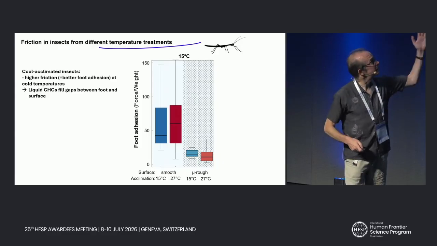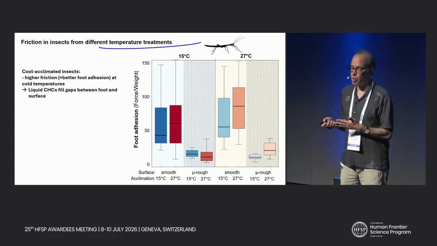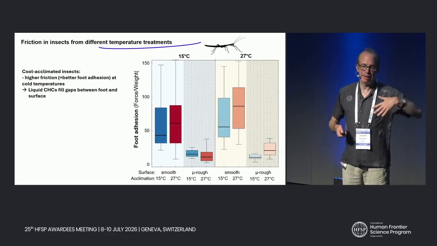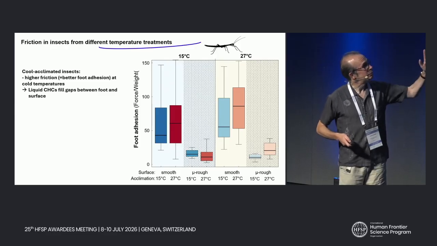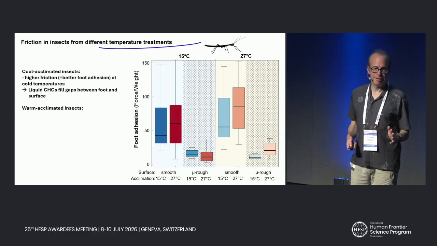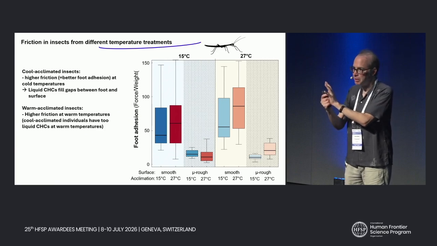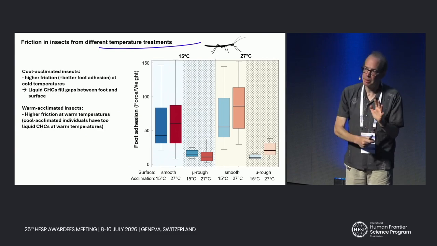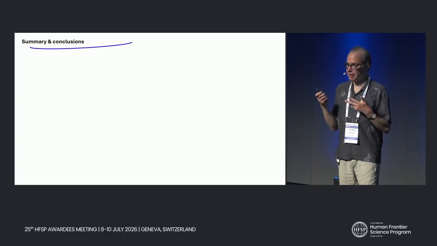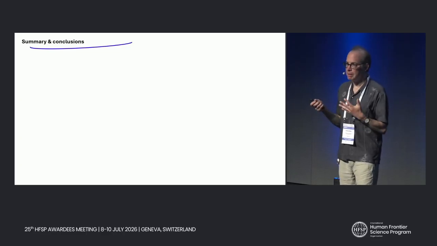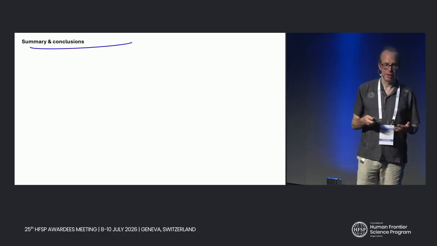The warm acclimated ones had more solid CHCs and they did worse. But when you turn it around, when you now go to warm temperatures, you see the opposite. Again, adhesion to smooth surfaces is quite high, but now at micro rough surfaces, the warm acclimated do better, and this is probably because now the warm acclimated CHCs are liquid enough, whereas the cool acclimated ones are too liquid, so they cannot close these gaps. So we see here that acclimation actually benefits in both directions. Cool acclimated insects benefit at cool temperatures, warm acclimated ones at warm temperatures.